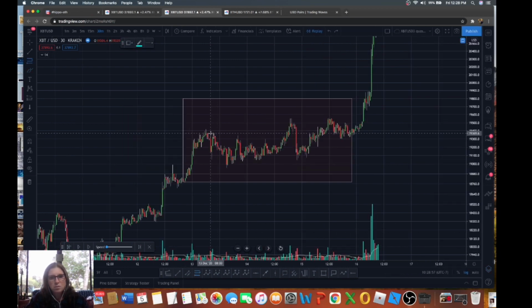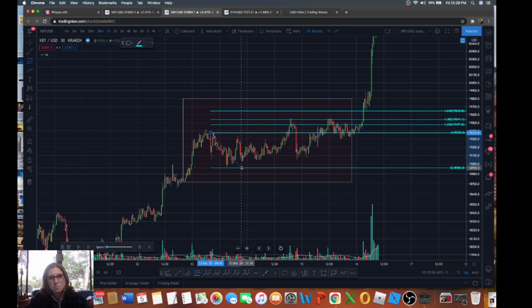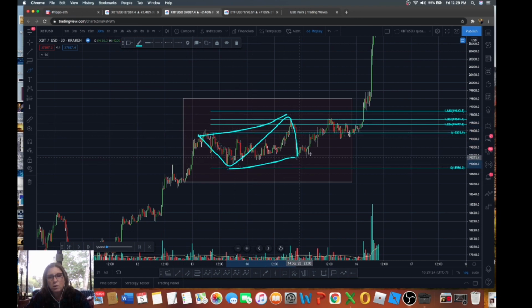Well, what actually happened here is that it hit what we call the expanded B pocket, which is the 1.382 and the 1.236. So basically this correction turned into a bigger flat before it took off again. So basically it turned into an A, a B, and a C.